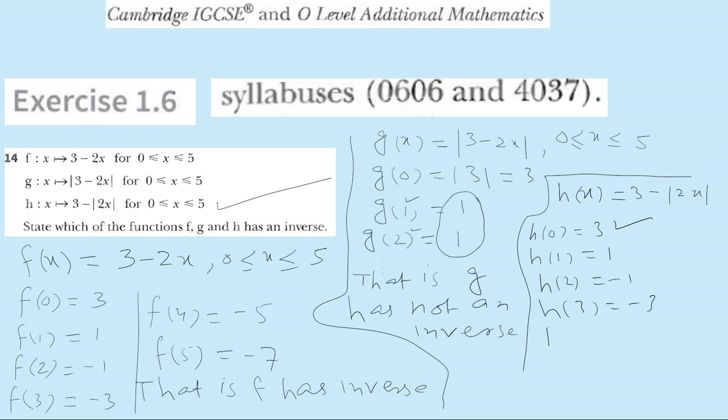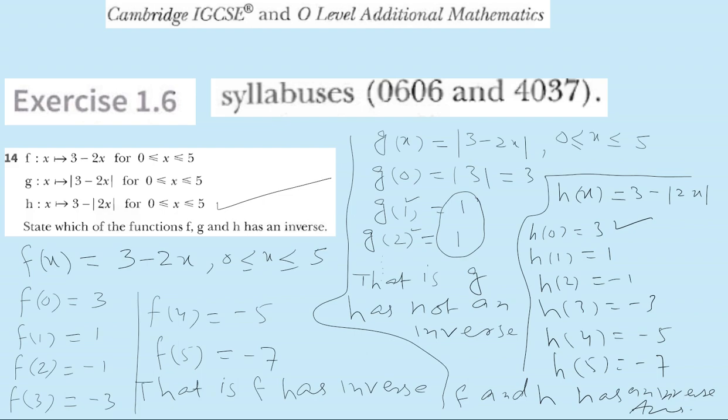h(4): 2 fours are 8, 3 minus 8 is minus 5. h(5): 2 fives are 10, 3 minus 10 is minus 7. Clearly h has an inverse. So the final answer: what was the question? State which of the functions f, g and h has an inverse. The answer is f and h have an inverse. So I hope you understand.